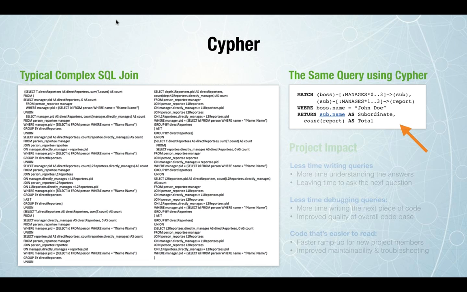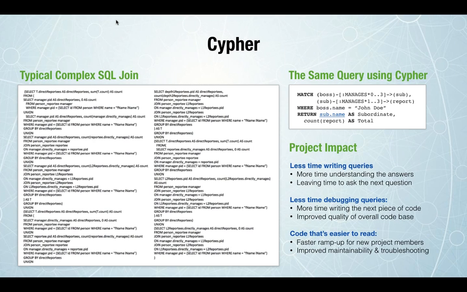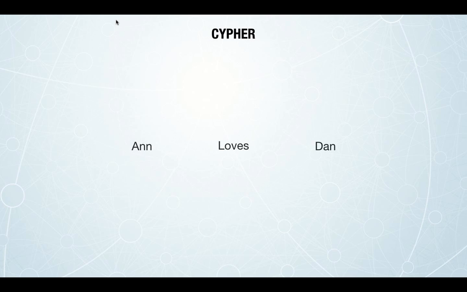But on the right-hand side, in the Cipher version of it, in the graph-oriented version of it, it's very natural to understand what's going on there, and it very directly expresses the query rather than being buried in a bunch of joins. So that ends up meaning that you spend less time writing queries. It's easier to debug because you can actually read these things, and you can make more progress with actually solving problems rather than just trying to figure out how to write code.